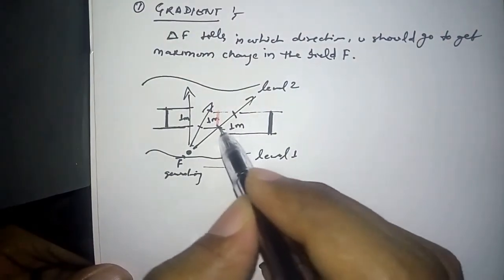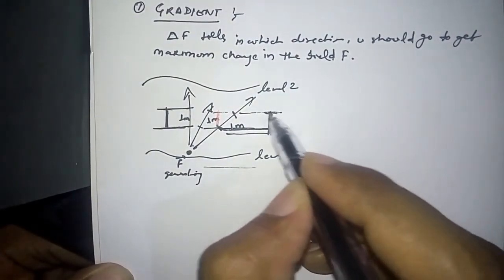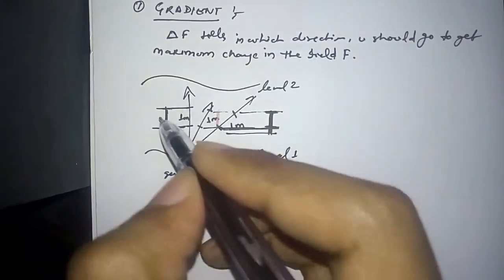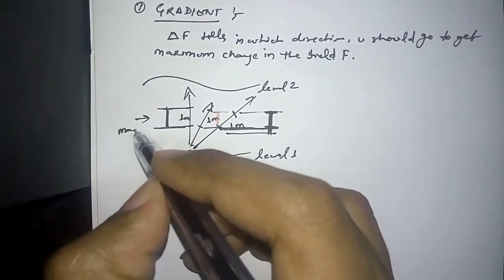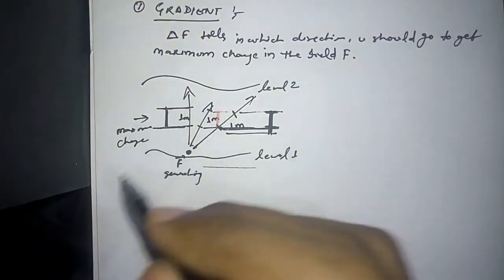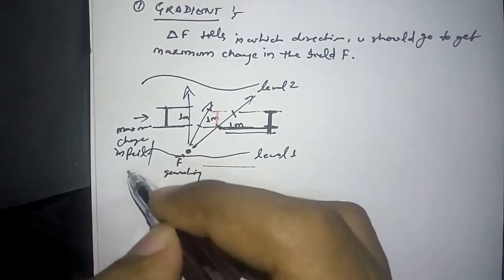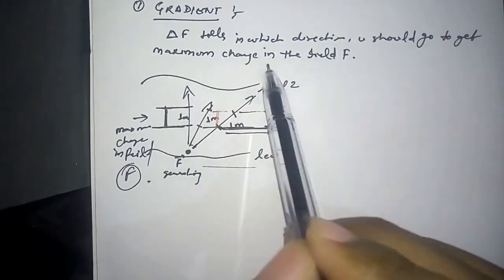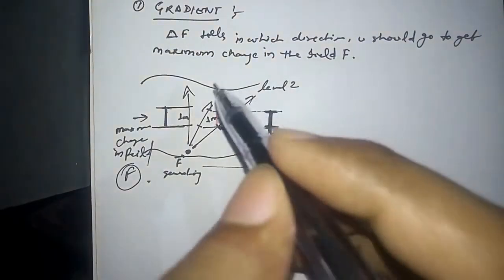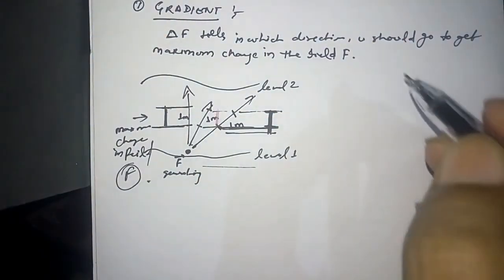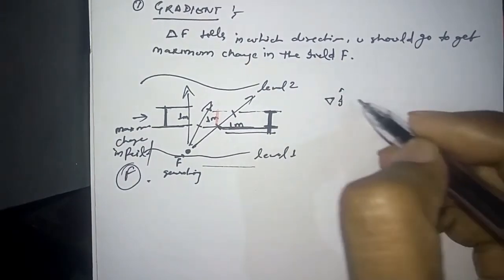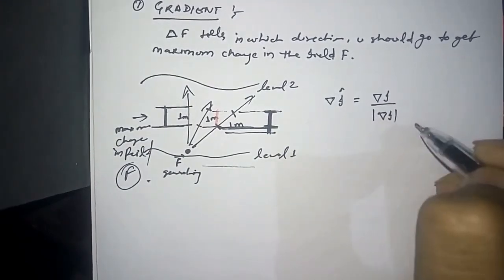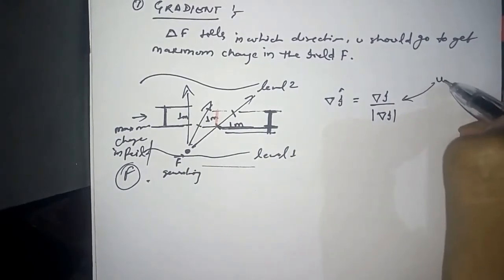So this is the least one, this has less slope, and this has infinite slope, so this will give the maximum change in field F. So the gradient of F tells in which direction you should go to get the maximum change in the field. So this is the direction, and the direction of the gradient of a field is given as the gradient of F divided by its magnitude. So this is called a unit vector.